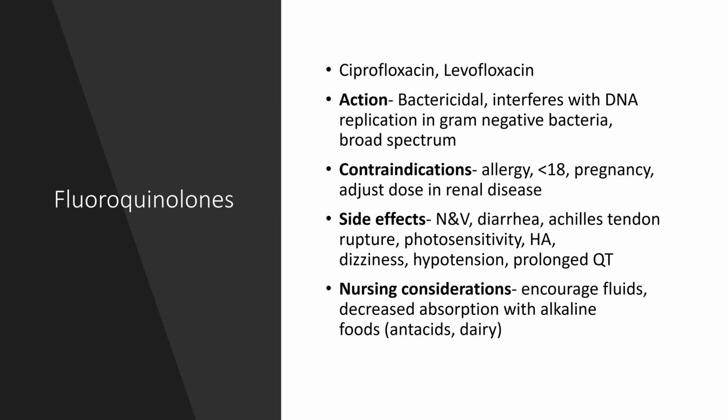pregnancy, and then you would adjust the dose in patients with renal disease, but most likely the pharmacy would do this for you. So side effects for this are nausea, vomiting, diarrhea. A black box warning on this drug is going to be for Achilles tendon rupture. You could also see photosensitivity, headache, dizziness, hypotension, and a prolonged QT interval.